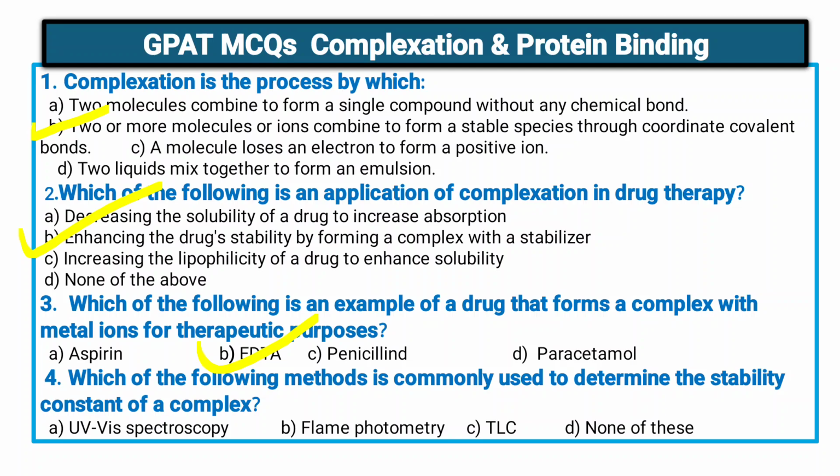Correct. Next, which of the following methods is commonly used to determine the stability constant of a complex? A, UV spectroscopy. B, flame photometry. C, TLC, thin layer chromatography. And D, none of these. Option A, UV spectroscopy, is the correct answer.